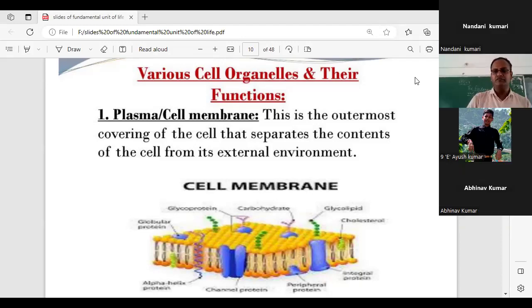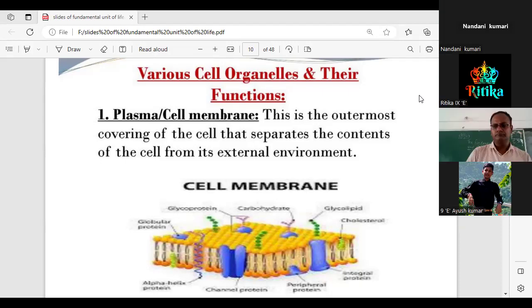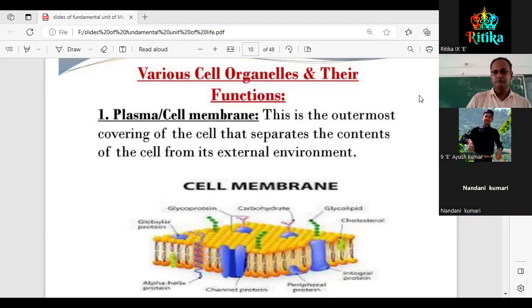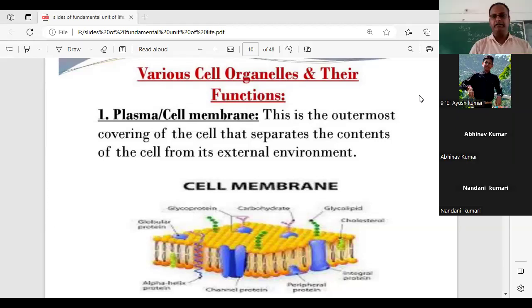Nandini, very good, very quick. Nandini, please unmute yourself. Tell, Nandini. Sir, it maintains the individuality of the cell. It protects the cell from injury, and plasma membrane is selectively permeable because it allows the entry and exit of selected material. Very good. Correct.